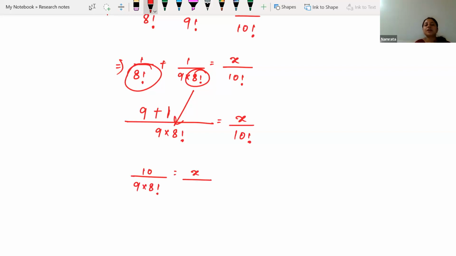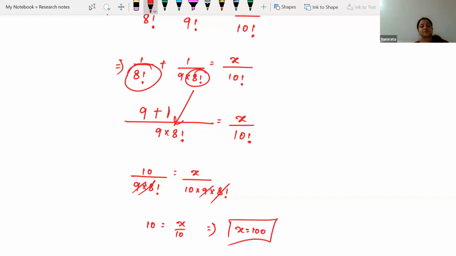factorial. Can I write 10 factorial as 10 into 9 into 8 factorial? Can I write, Lina? Yes, ma'am. ऐसे तोड़ना सीखेंगे, ठीक है, ब्रेक करना, ताकि हम लोग यहीं से यहीं कैंसल आउट करना सीख लें. So are you getting why I am cancelling both sides denominator? Yes. So we ended up getting 10 is equal to x by 10 only. That means x is equal to 100. Can I say? Yes, ma'am. Is it clear? Yes, ma'am.